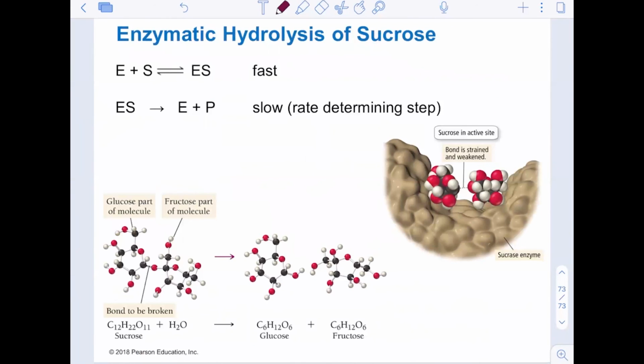Hydrolysis of sucrose is an important one. The bond to be broken is this carbon-oxygen bond right here, connecting glucose and fructose. The enzyme can start to weaken the bond. The sucrase enzyme can start to pull apart those two and weaken the bond itself.